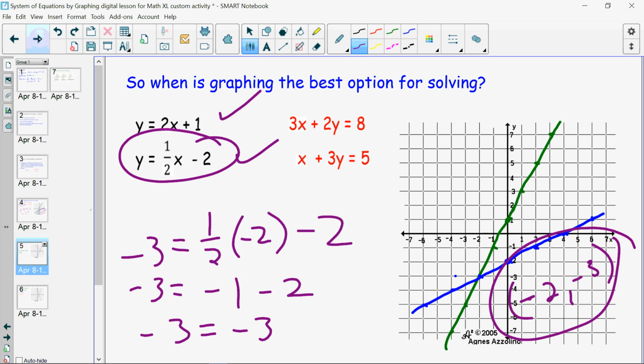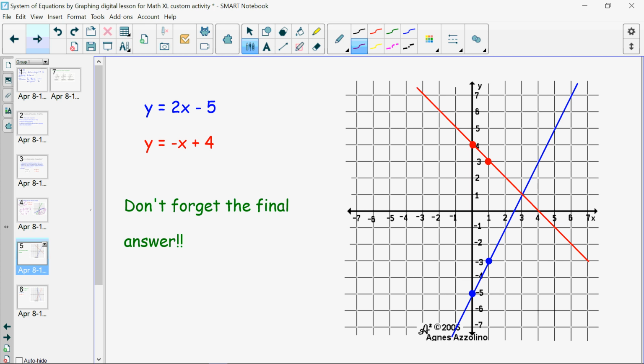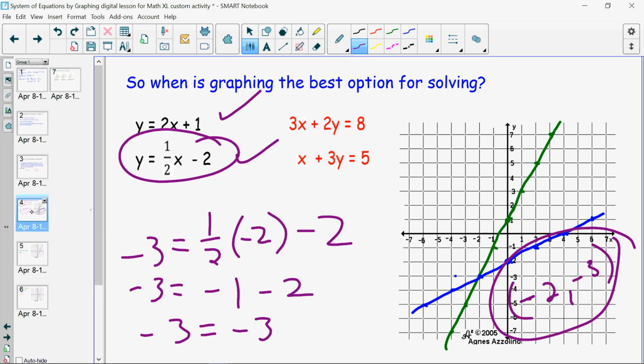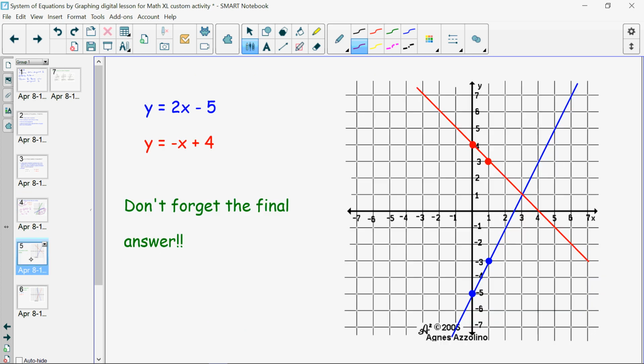All right, next screen. All right, so here we go. I've just done another problem, kind of the same exact thing we just did, pretty much, right? Yeah, I don't know how to do it.